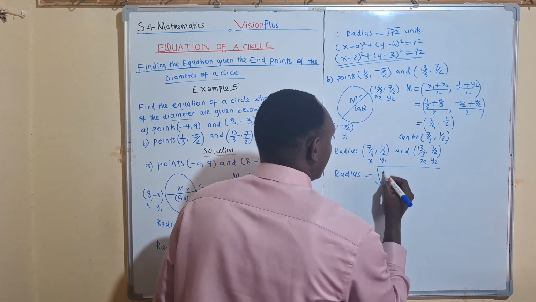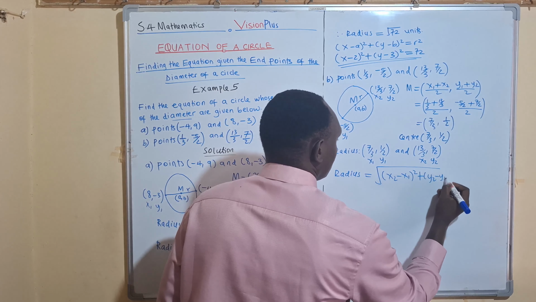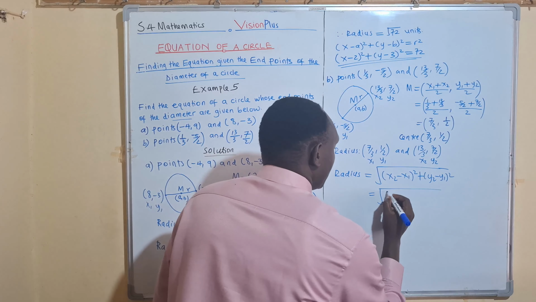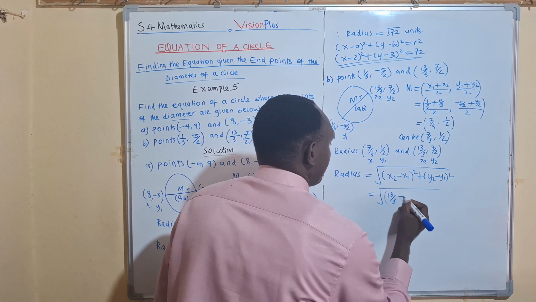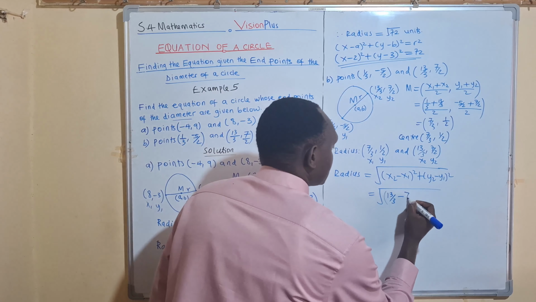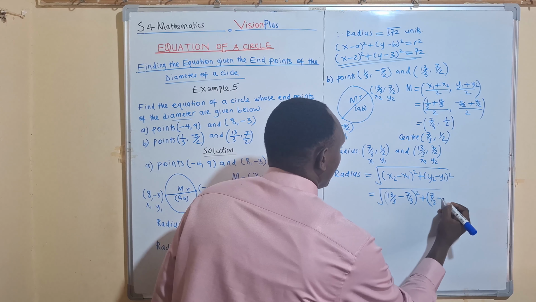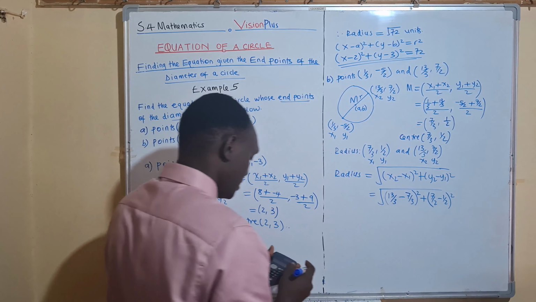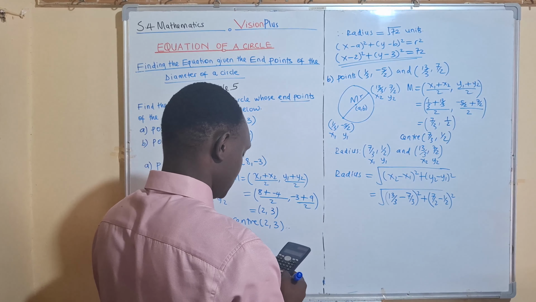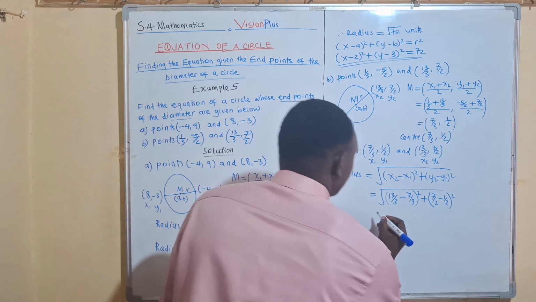The formula for the distance between two points is given in this manner, squared. Then we substitute. What is x2? x2 is 13/3 minus x1, 7/3, but we are squaring it, plus y2, 7/2 minus a half, and we are squaring it. Then you press the calculator. 13 divided by 3 minus 7 divided by 3, and then you square. I'm getting 4.